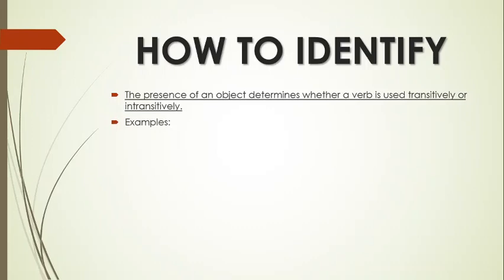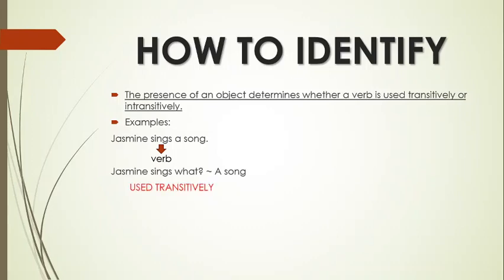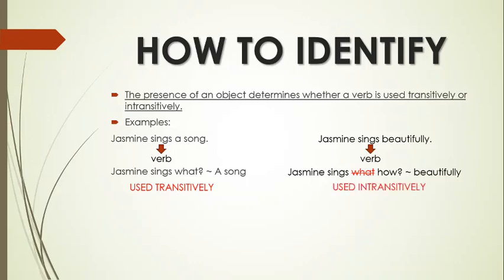For example, Jasmine sings a song. Here sings is the verb, and Jasmine sings what? We get the answer a song. So here sings is used transitively. Let's consider another sentence. Jasmine sings beautifully. We have the same verb, that is sings. And then if we ask Jasmine sings what? The question will be wrong because there are no answers. However, if we ask how does Jasmine sing, we can say beautifully. And therefore, in this example, the verb is used intransitively.